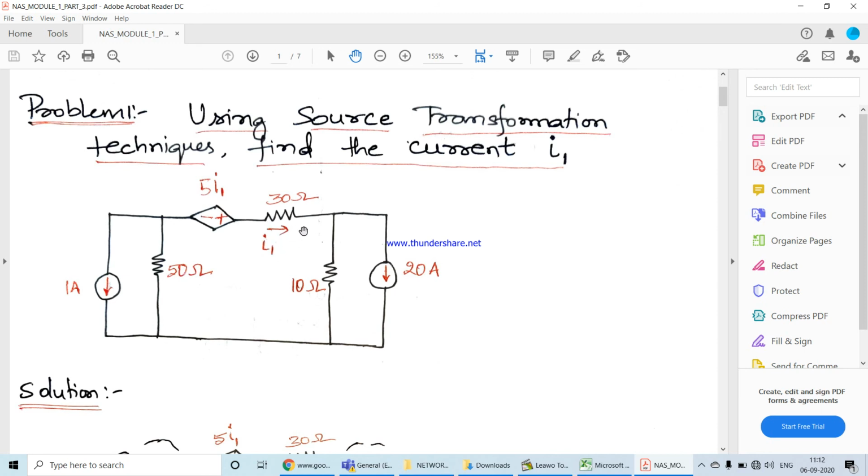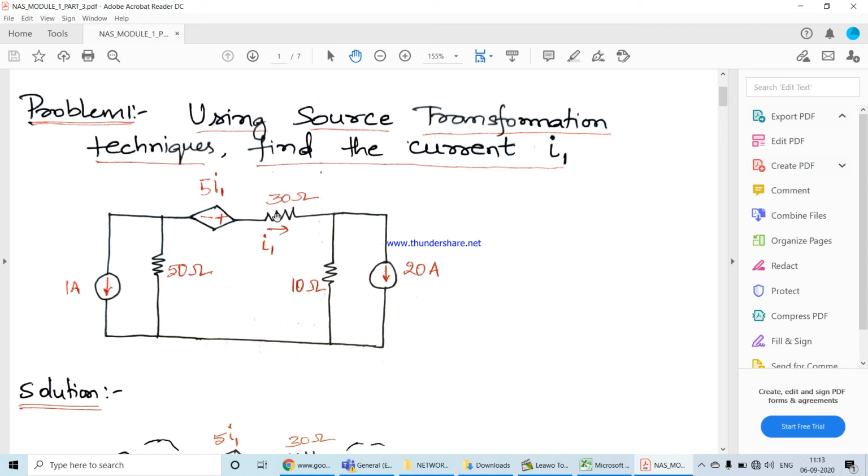The current you need to find out here is I1. Very simple problem. As I said earlier, you should first think about what technique to use, or where exactly the source transformation should be applied. The way you think is very important, because with the best reduction technique, the number of steps will be reduced. If you keep applying source transformation again and again, it means that in the beginning itself you made some mistake in applying it.